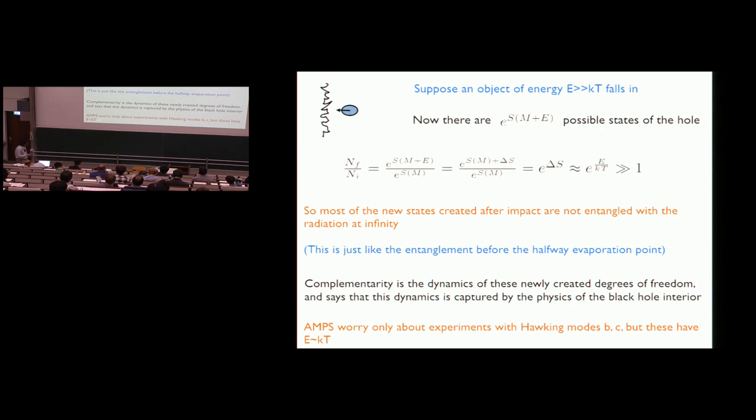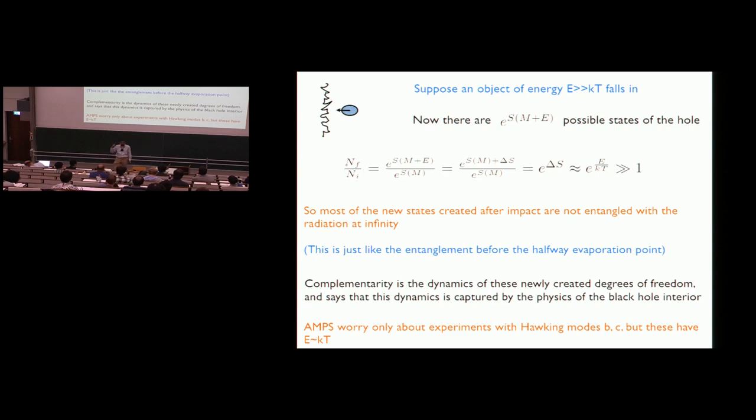And AMPS is only worried about quanta of energy E of the order of kT. But the moment you recognize that you want complementarity only for E much bigger than kT, you can approximate smooth infall, and there is no problem. Now, that doesn't mean you actually have smooth infall. I can't prove there's fuzzball complementarity.